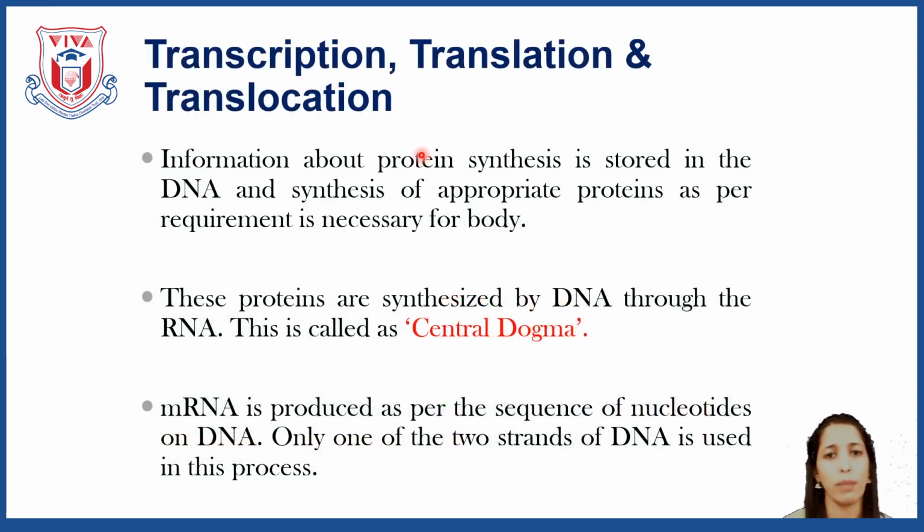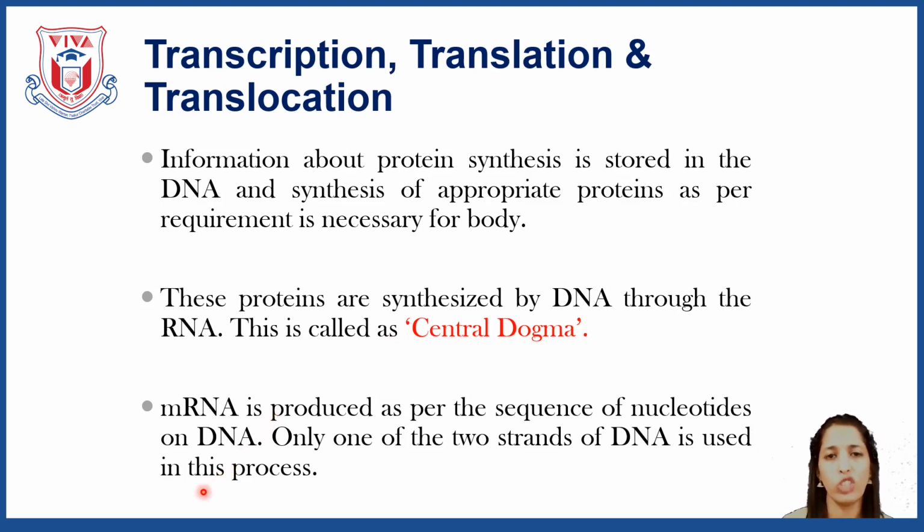We'll move to the next important topic, that is transcription, translation and translocation. When we talk about protein synthesis, whenever the body needs any protein, the body gives that information to the DNA. So information about protein synthesis is stored in a DNA, and the synthesis of appropriate proteins as per the requirement is necessary for the body. Through this information, these proteins are synthesized by DNA through the mRNA. This process is called central dogma. So central dogma is nothing but the proteins are synthesized by DNA through RNA.